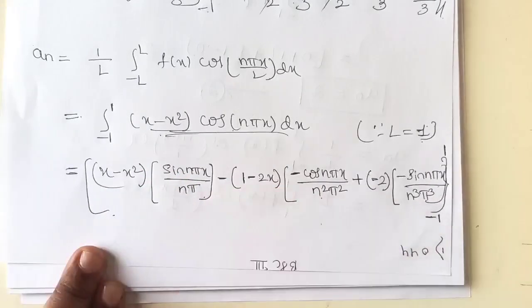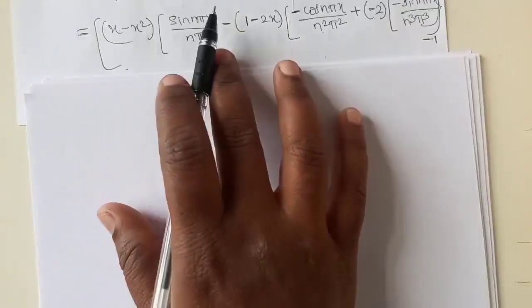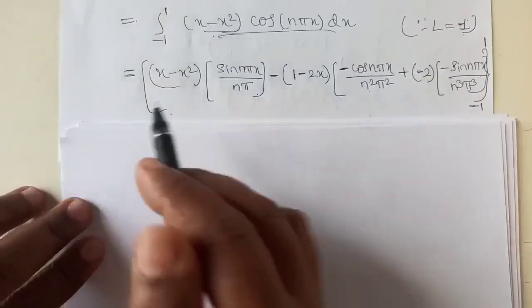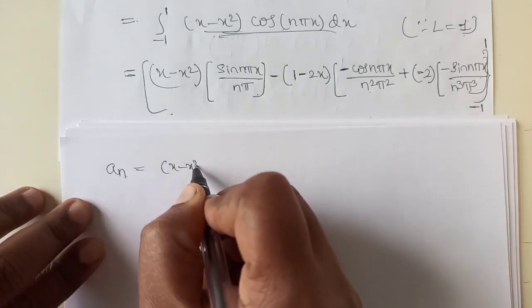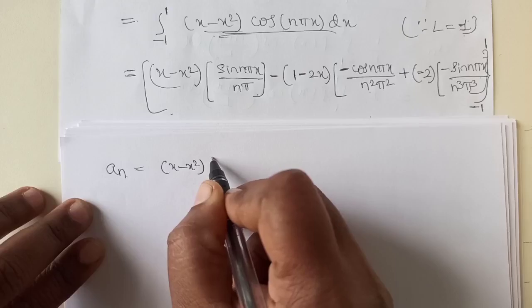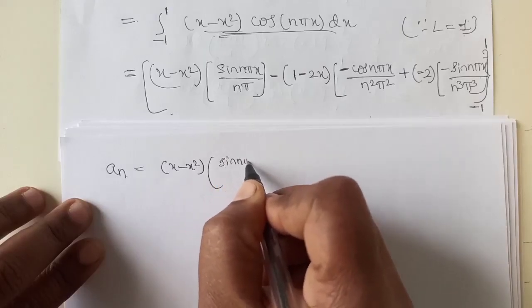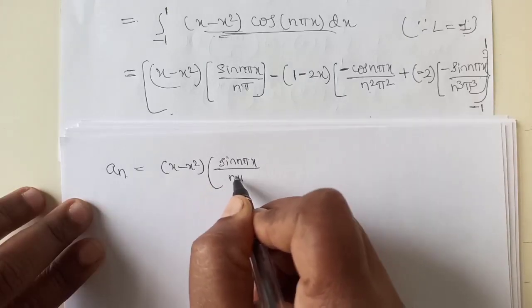Now we apply the limits here. So before evaluating these limits, first we simplify the signs here, that is an is equal to x minus x square, this is sin n pi x divided by n pi.